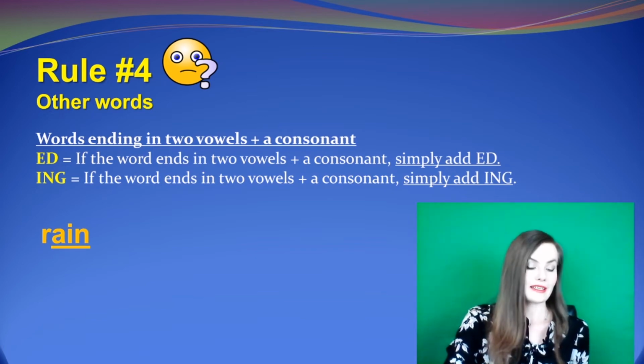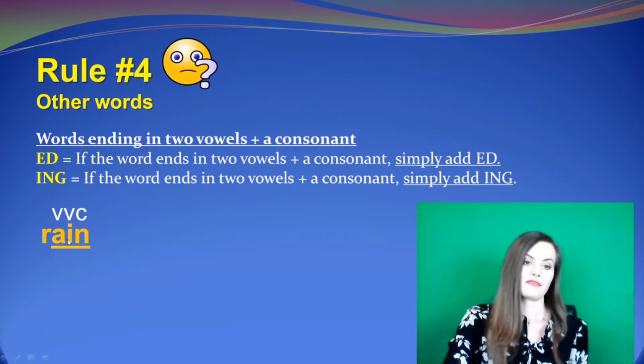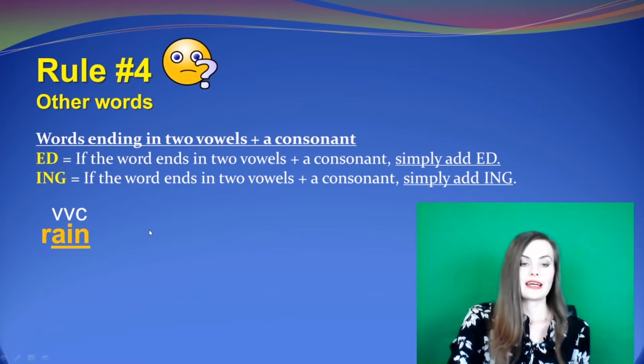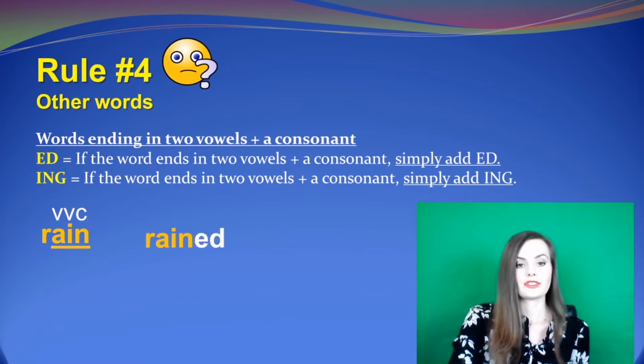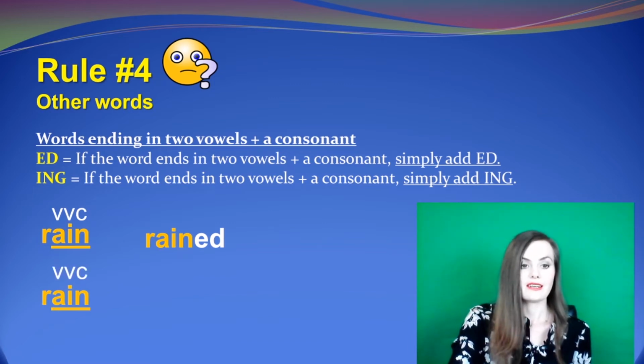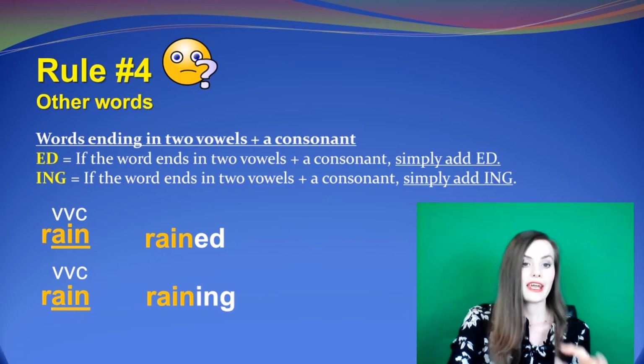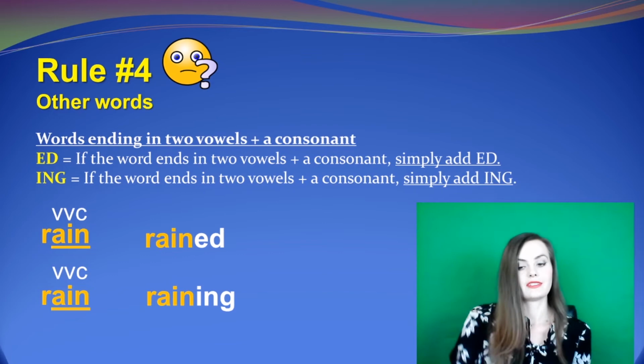For example, rain. You can see and hear the pattern. A is a vowel, I is a vowel, N is a consonant. That's why if we want to add ED, we just simply add it. We don't need to do anything with this word, and we get rained. Again, this word rain has the same pattern VVC: vowel, vowel, consonant. And if you want to add ING, you just simply do this and you get raining. You don't change the base word, which is rain.